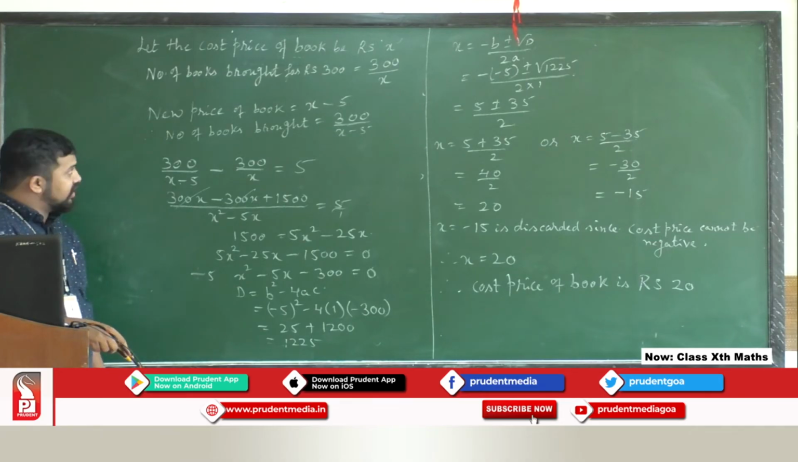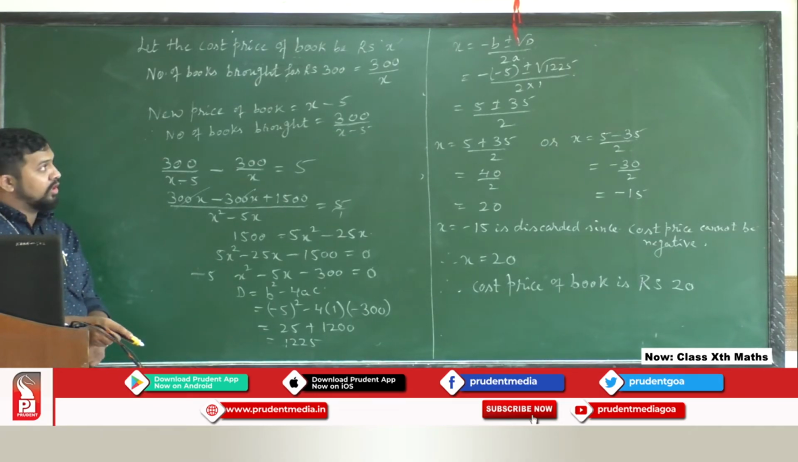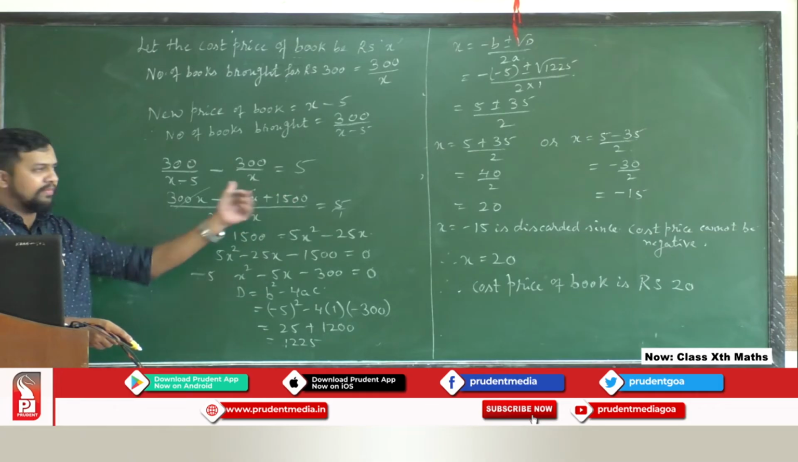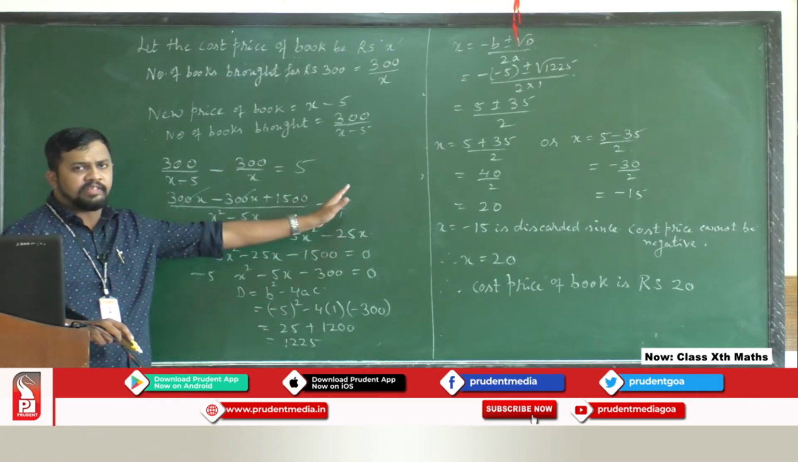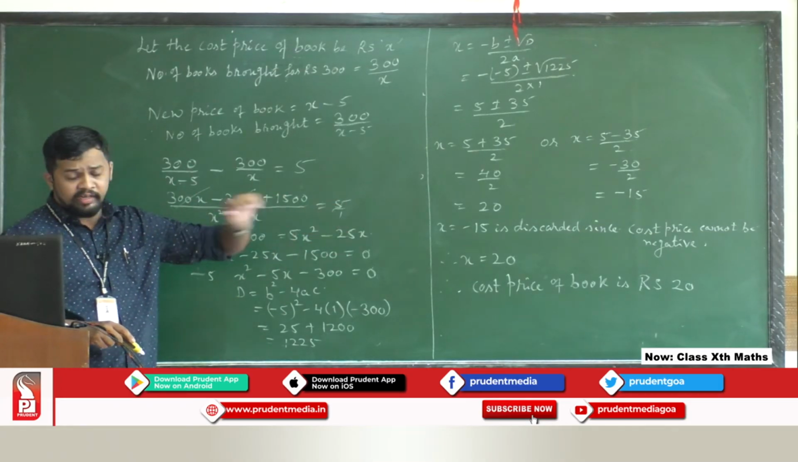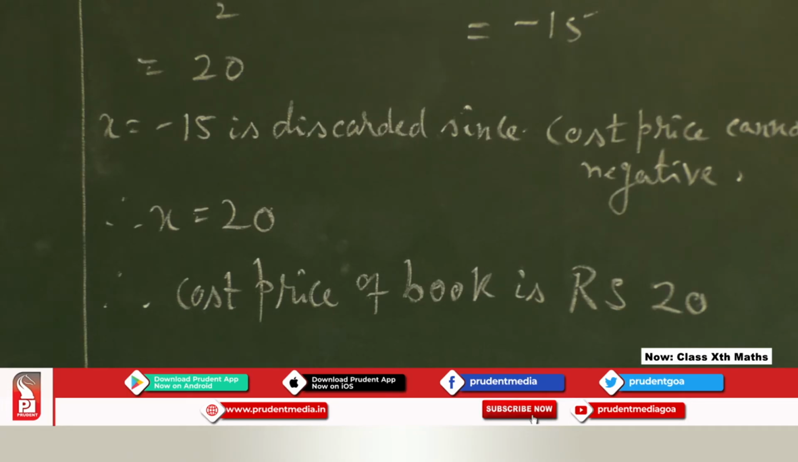So clear? So this is how to find the cost price of the book. Method, everything was same. If you see, everything was same. Nothing has been changed. Only the discarding reason you have to write, because the cost price or the price of the notebook cannot be negative.